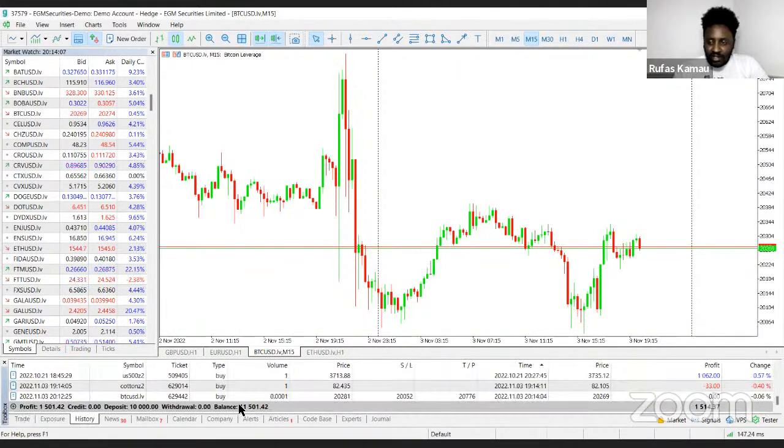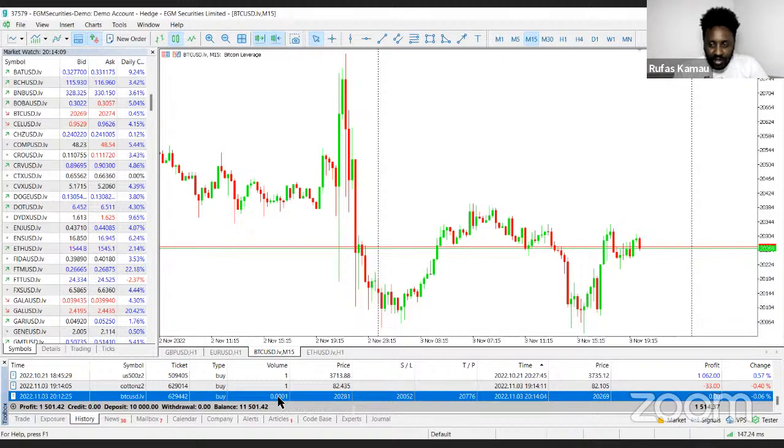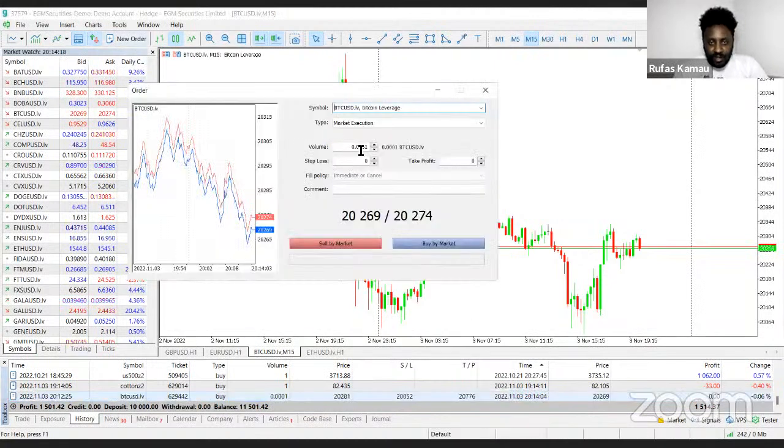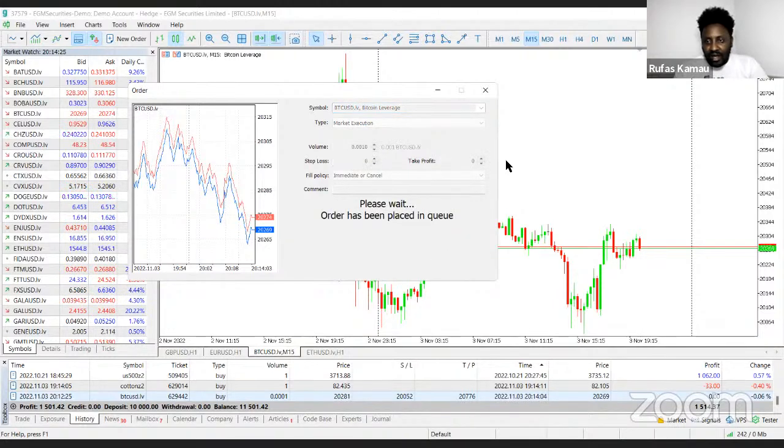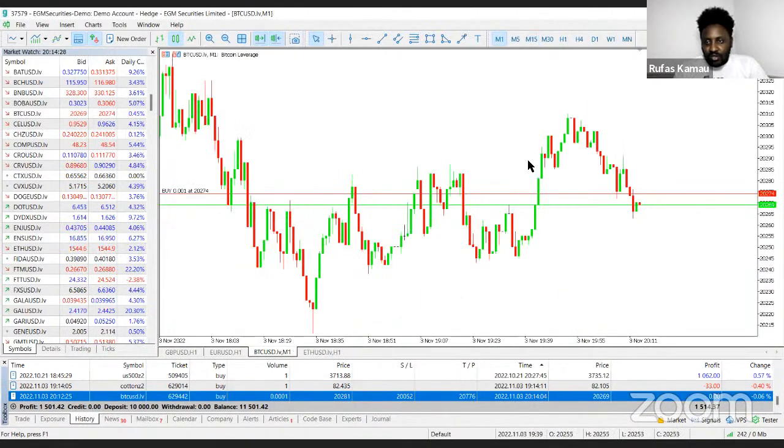If I go to my account history, in this particular trade, I lost roughly 0.00, less than 1 cent. So let's try a bigger amount. Instead of trading the smallest, let's go 10 times higher. So 0.001, then you go for a buy trade again. Let's see how this works.